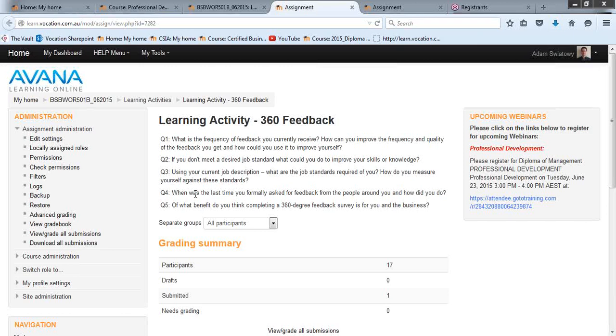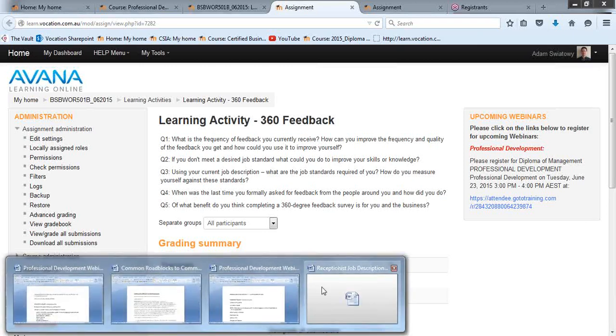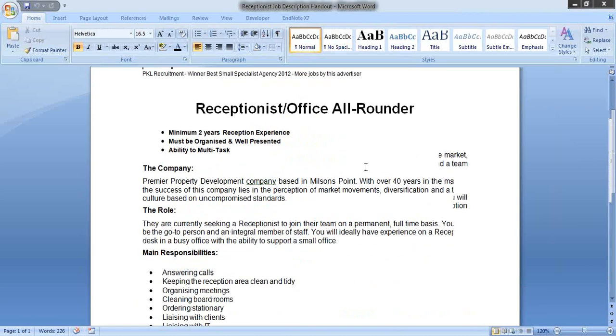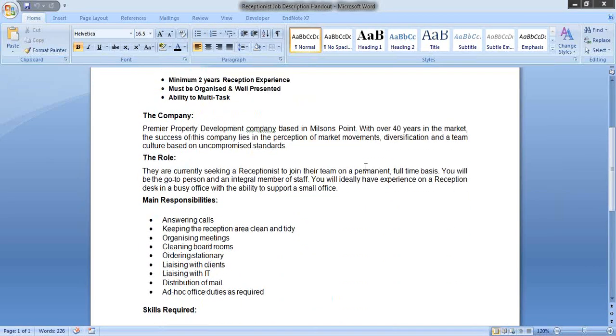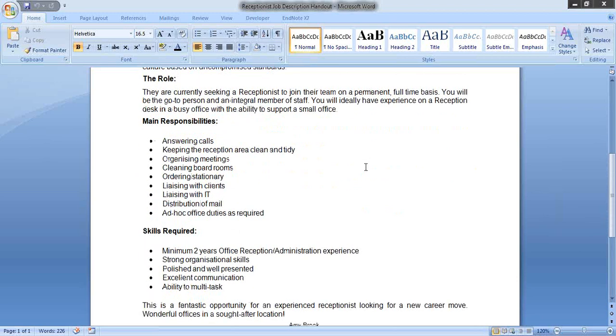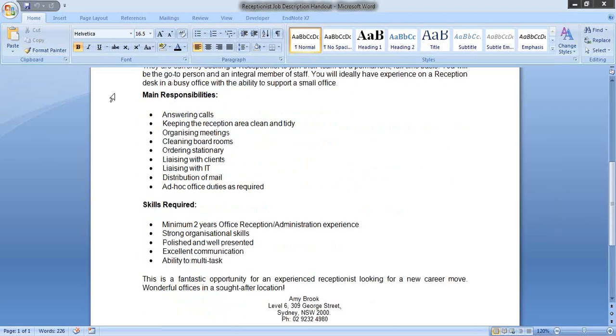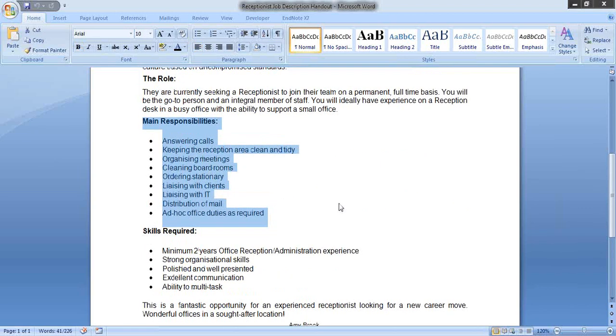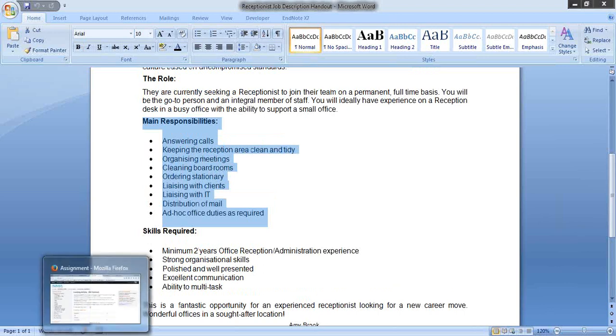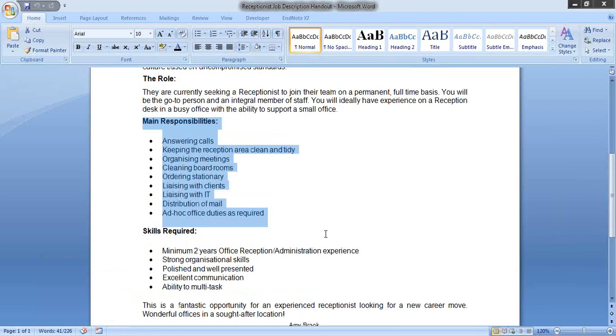So if I open up an example of a job description for a receptionist, you'll see on my screen here is a job description for a receptionist. It gives you a bit of information about the company. This is just an example I've just downloaded off Seek. Now you'll see there's your main responsibilities. So one way to get an understanding of what the job standards or the key competencies of the role are is to look back at your job description and get an idea of what your main responsibilities are. So for a receptionist, the main responsibilities include things like answering calls, ordering stationery, organising meetings.